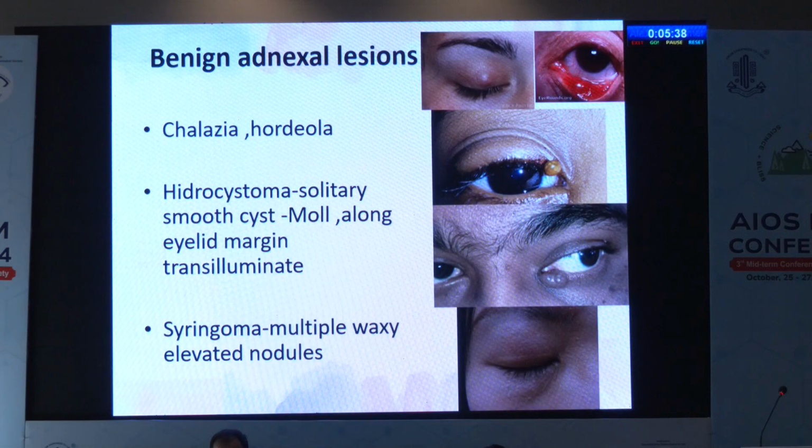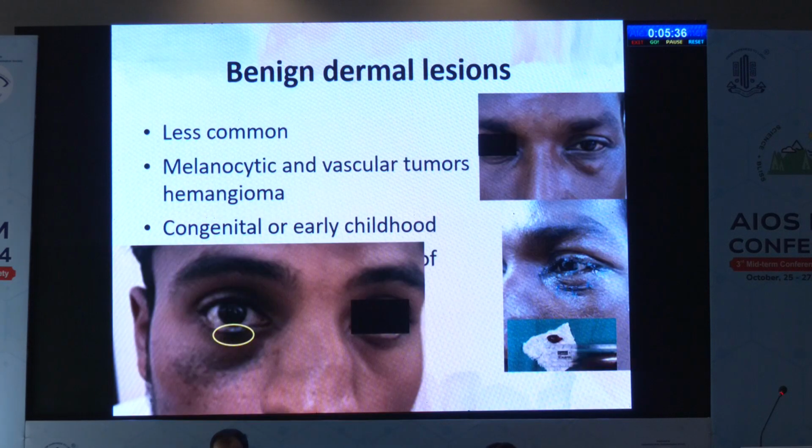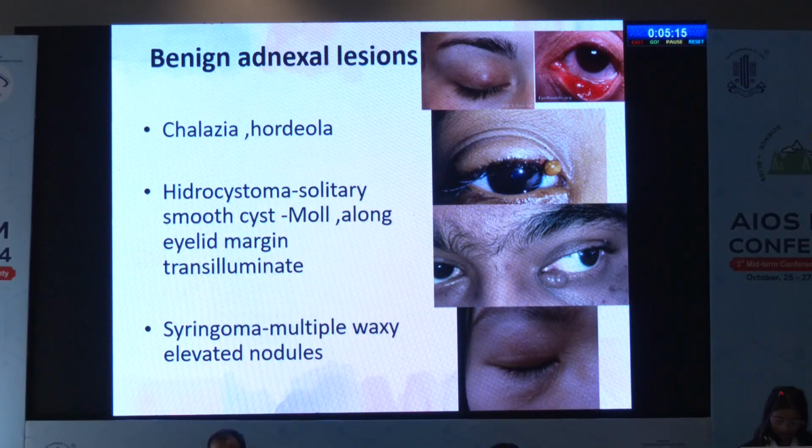Of the common dermal lesions, we have the nevi, which usually are congenital or seen in early childhood. And here was a patient who presented with a painless lesion since childhood, but then he came to us in the third decade, and on excision it turned out to be a hemangioma.